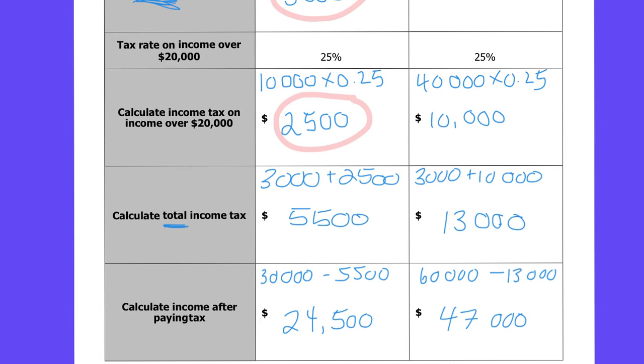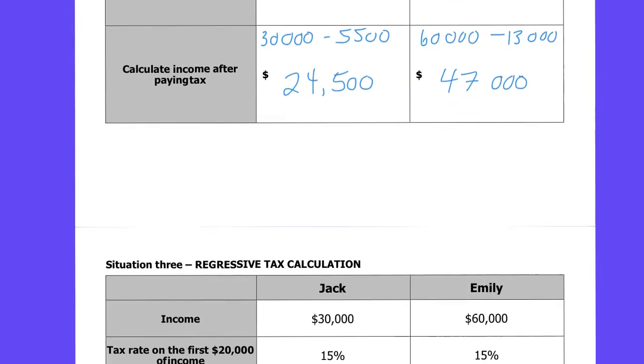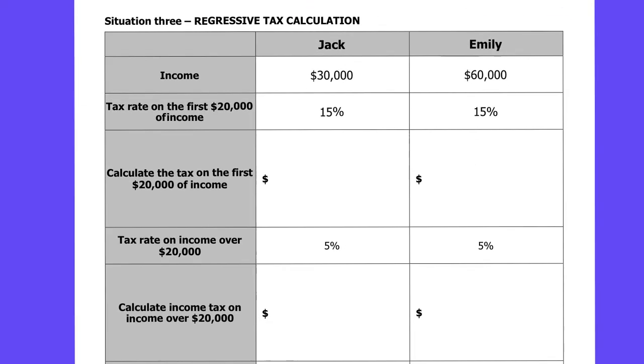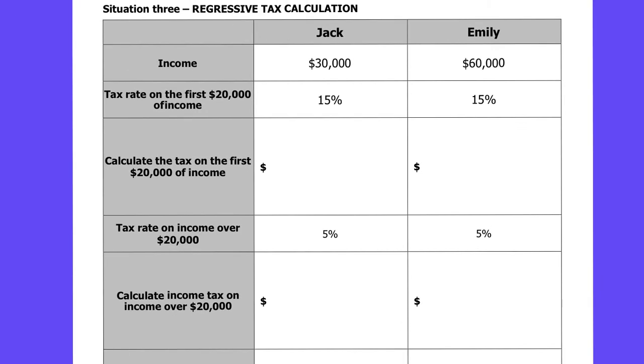And now we'll go to our last example on the next page here, which is regressive tax calculation. So it's very similar to the one above, except you'll notice the percent we start with at the beginning for the first 20,000 is 15. And the next one that we do is actually smaller. So it's actually gone down. So that's the only difference with progressive and regressive. So let's see how that's going to affect their take home at the end of this.